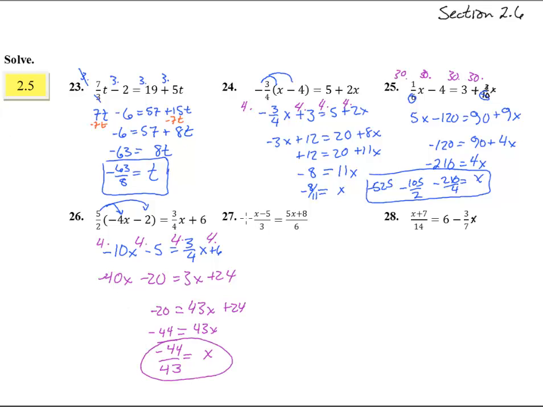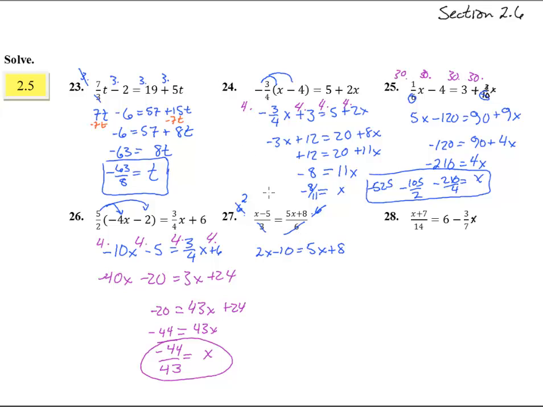Okay, number 27. Here, what's the common denominator to get rid of this? It looks like a 6. So if we times by 6 over here, times by 6 over here, that guy just goes away. This guy, 6 divided by 3, is a 2. So we get 2x minus 10 equals 5x plus 8.